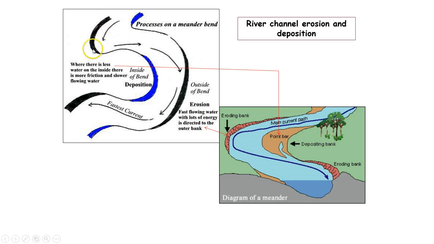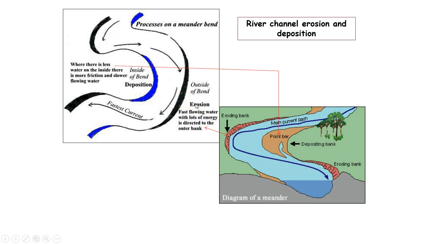So where this black line is around the river bank, that's going to be eroded, or there's going to be more erosion there as opposed to this side over here. We're more likely to get what we call deposition. So on the inside of a bend, we have deposition. On the outside of the bend, we have erosion. If we follow the arrows around, we come into a new bend. On the outside of the bend, erosion.